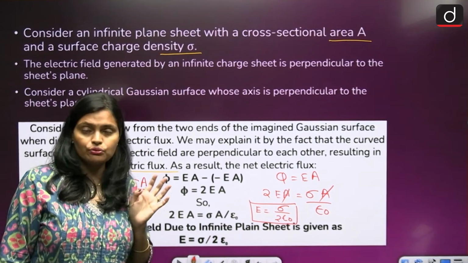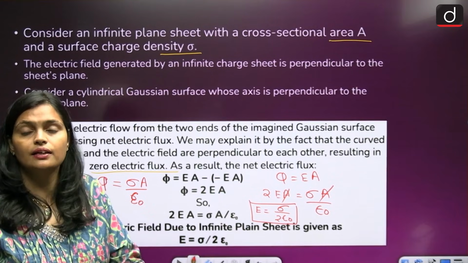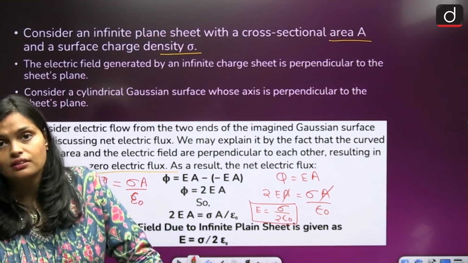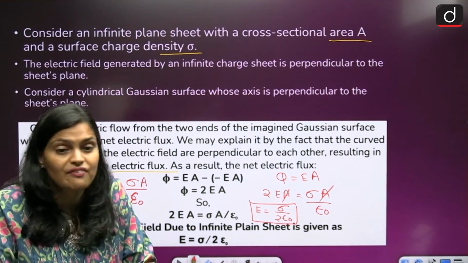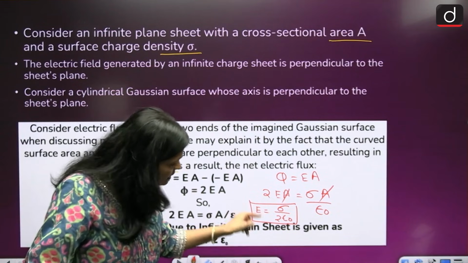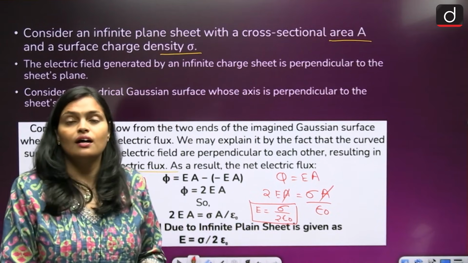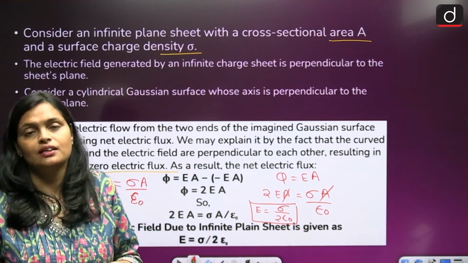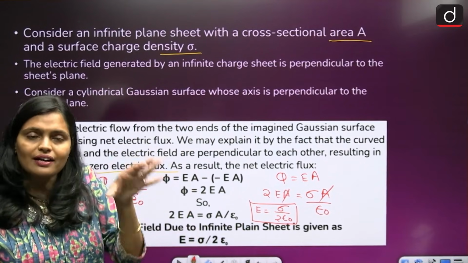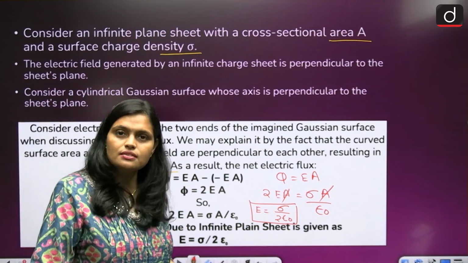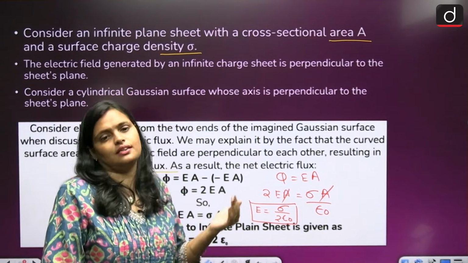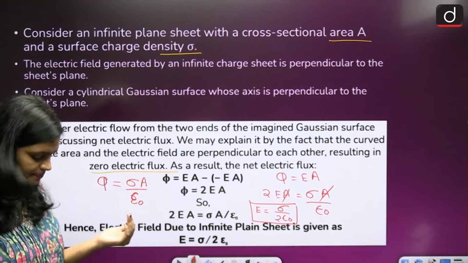So whenever you get a question in a numerical, an infinite plane sheet, calculate the electric field, you have to remember this formula. अब तो याद करने की भी जरूरत नहीं है, you can निकाल भी लोगे, but it's better to write it down somewhere, make a list of all the formulas and try to revise it again and again. Okay?